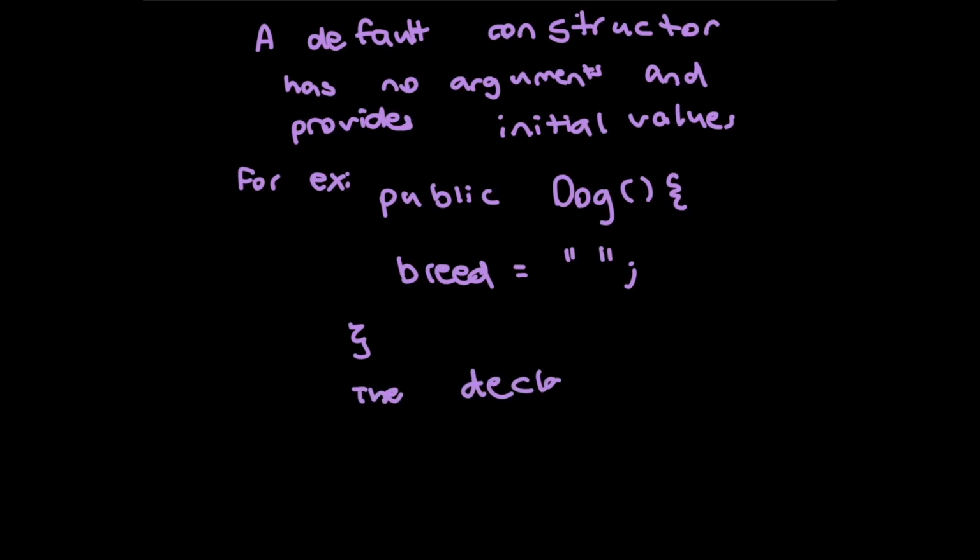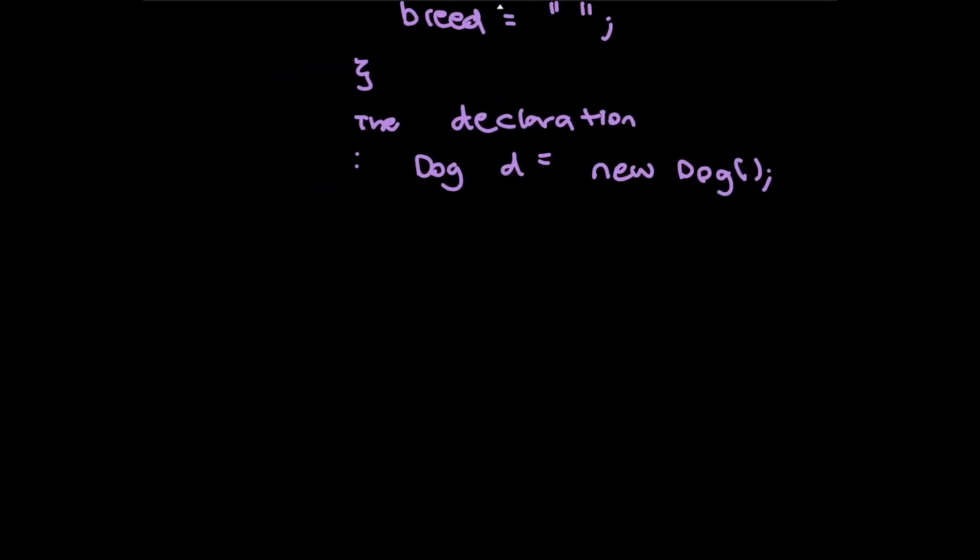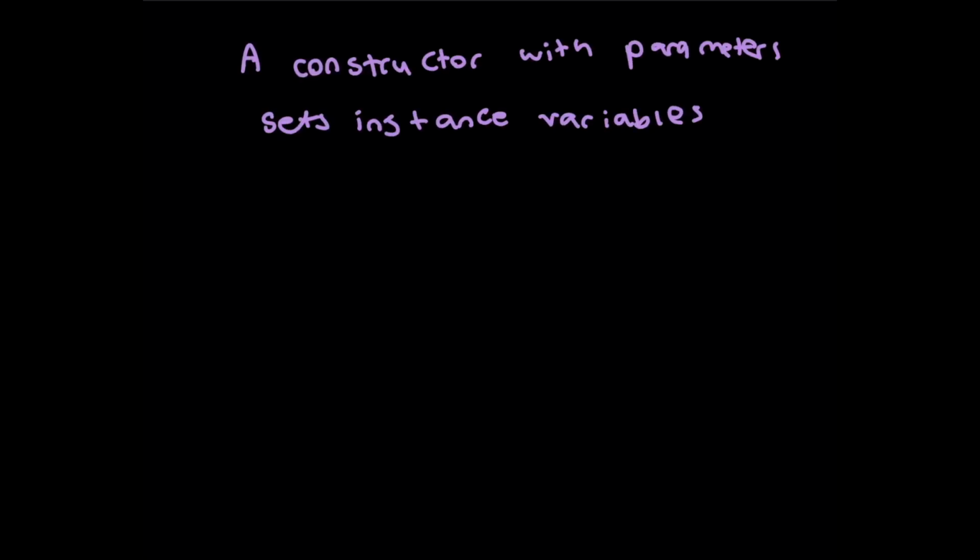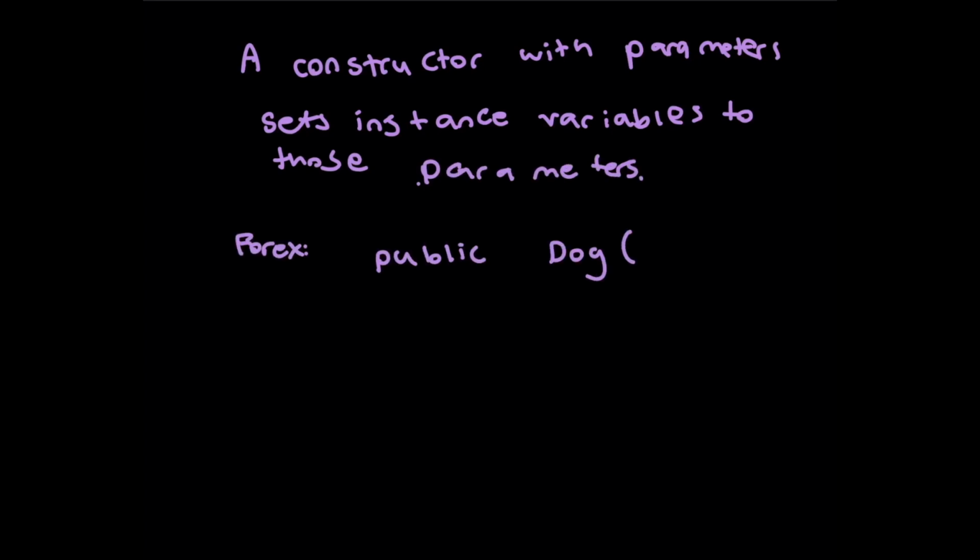Constructors with parameters set the instance variables of an object to the values of those parameters. In a client program, a declaration that uses this constructor needs matching parameters. For example, it would be public Dog, and we would do String newBreed, and inside the constructor we would say breed equals newBreed. And if we ever need to call it, we would say Dog d equals new Dog and specify the breed you want.